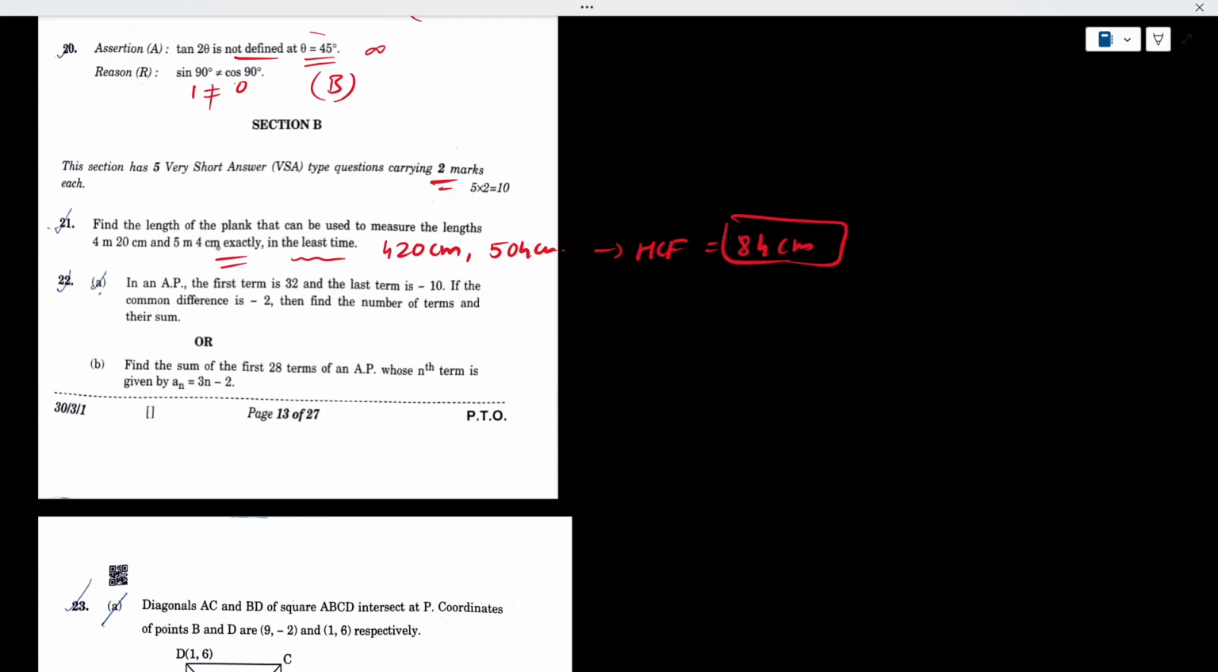So what is the maximum possible length that can be taken in the least time? It is 84 centimeter. So the answer is 84 centimeter. Now question number 2, it is based on AP. There is an internal choice. It's written first term is given, last term is given. You can use the AN formula, right? Nth term formula to find out how many terms will be there, and then the SN formula to get the sum. So you will use the AN formula and then the SN formula, and if you do that, your N is going to be 22 terms, right? And here if you take S22, it will be 242.